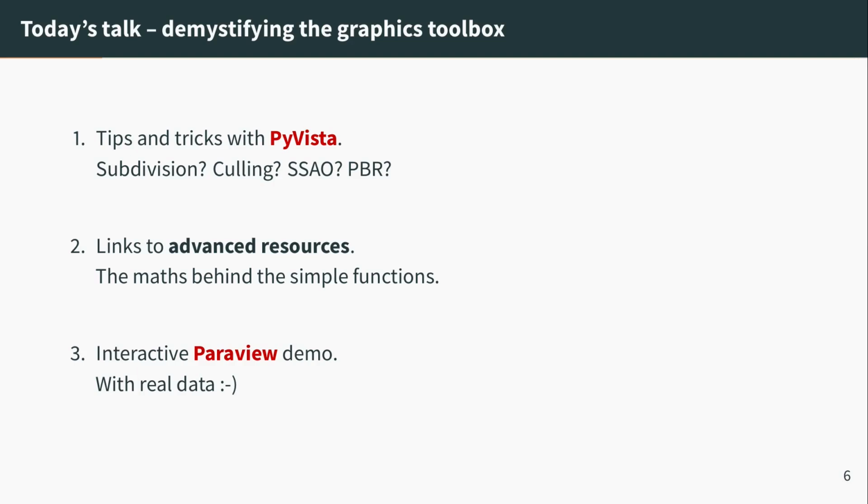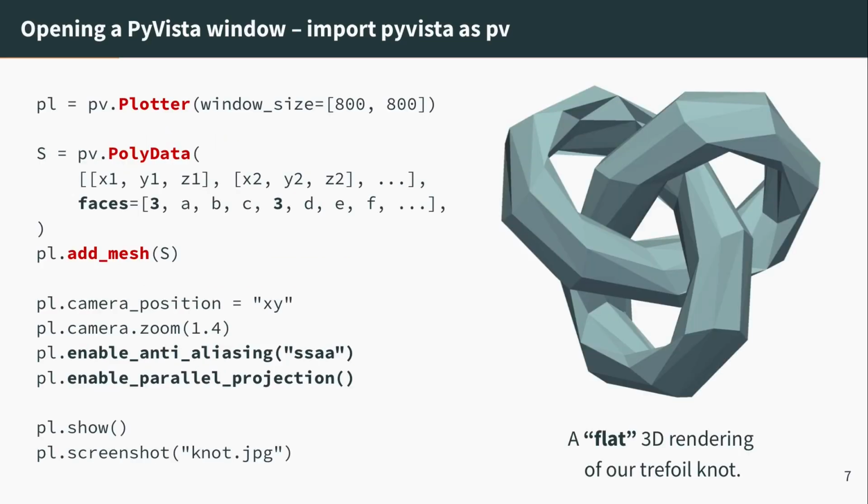with some real data, a real CT scan. So first, you have already done pip install PyVista, and then you just want to import the library as PV. And then how do you get this figure? Well, it's basically matplotlib-style code. First you create a window, which is known as a plotter.